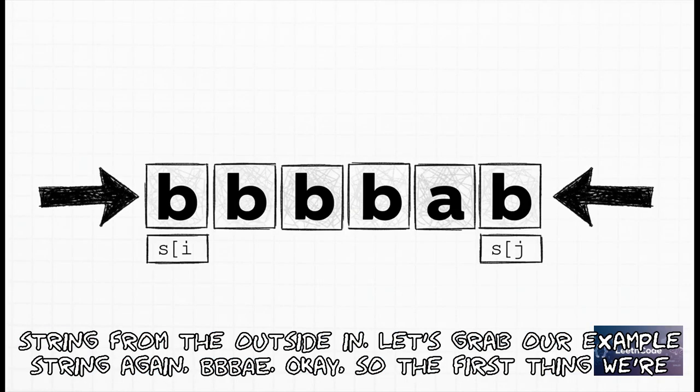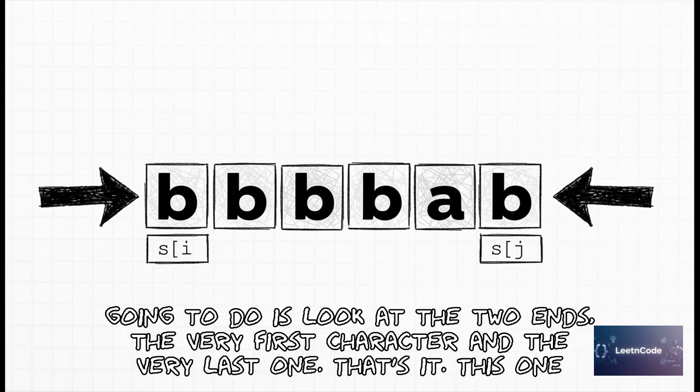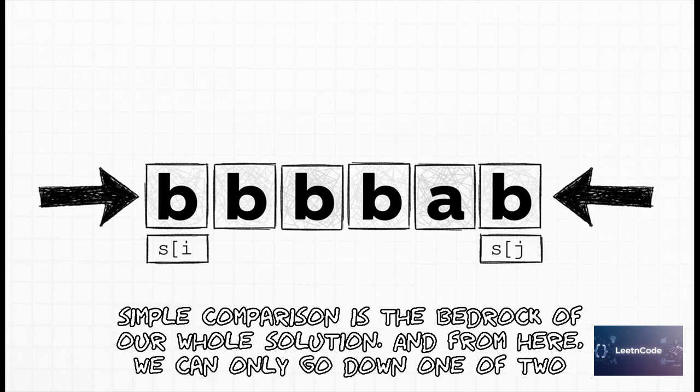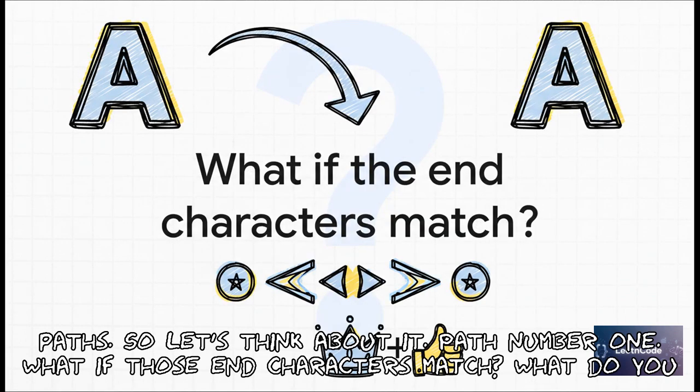Let's grab our example string again, BBBBA. Okay, so the first thing we're going to do is look at the two ends, the very first character and the very last one. That's it. This one simple comparison is the bedrock of our whole solution. And from here, we can only go down one of two paths. So let's think about it.